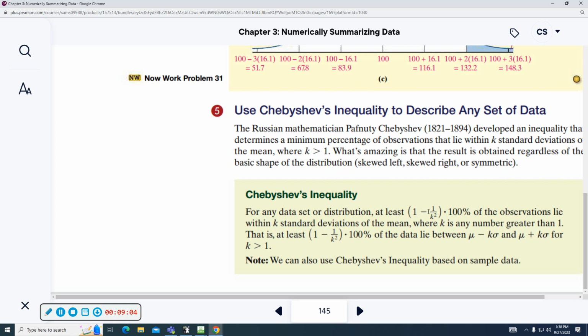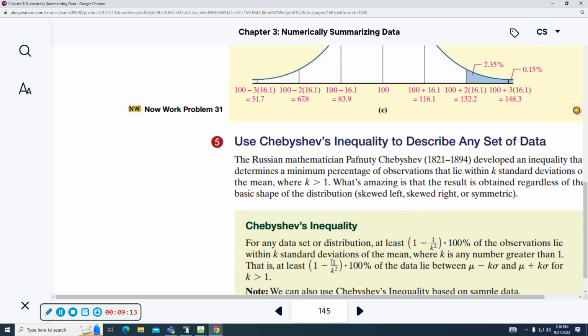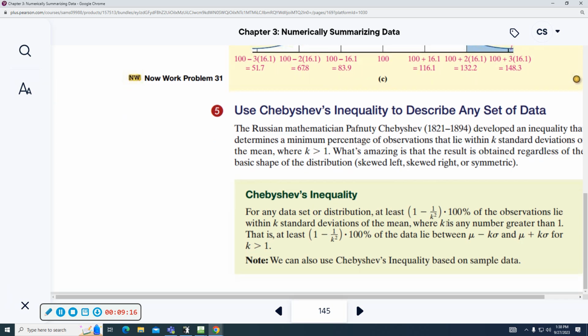1 minus 1 divided by k squared, where k is the number of standard deviations from the mean. So k is telling you k standard deviations of the mean. So if we're talking about 1, then we got 100% or 0. We don't have 1. It only works when k is greater than 1. So like if you plug 1 here, it wouldn't give you anything. You have a 1 minus 1 times 0, wouldn't tell you anything. So it only uses it for values of k greater than 1.